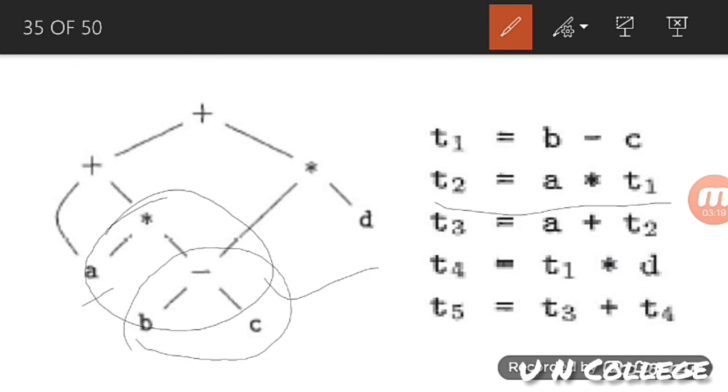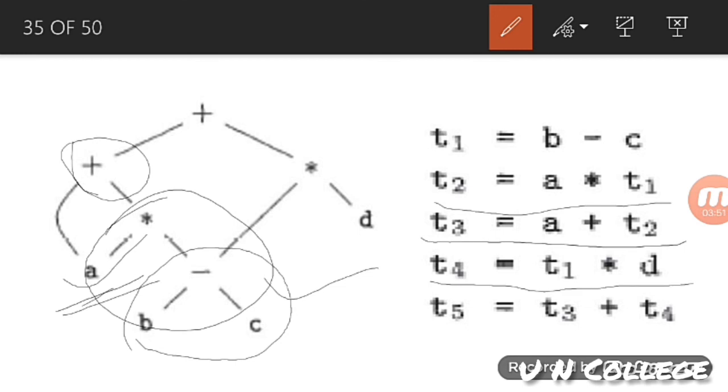Then the next one, T3 equal to A plus T2. Here you can see that we are using plus. Okay, but we are not repeating A. We are using the same A here. It is optimization exactly. But if we represent this by using syntax tree or parse tree, then we have to repeat everything again and again. Here we are just eliminating the redundant code or redundant expression. Okay. Then T4 equal to T1 into D.